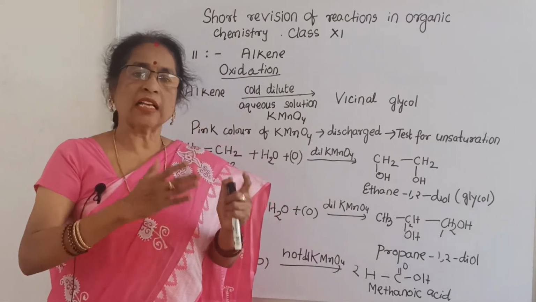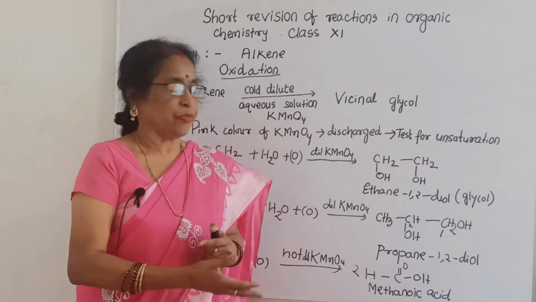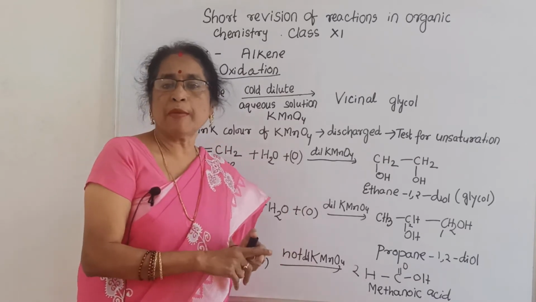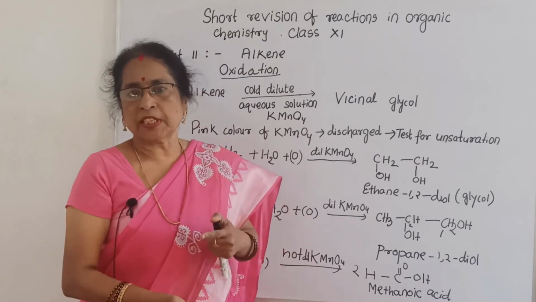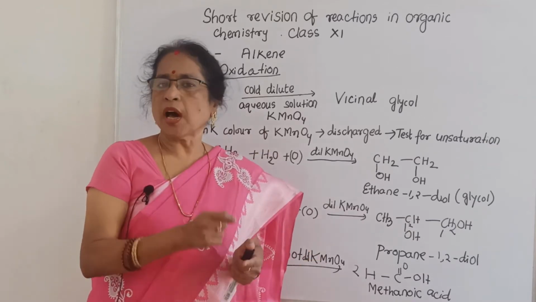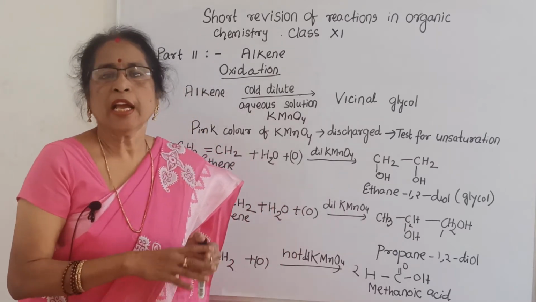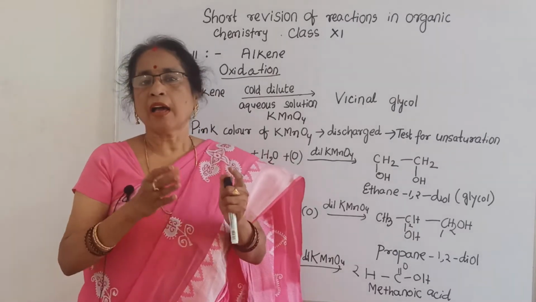2 HCOOH. What is HCOOH? Methanoic acid. And what is the common name? Formic acid. The common name is formic acid, the IUPAC name is methanoic acid. If you see it is 1 carbon and it contains a COOH group, surely you can say that it is methanoic acid.